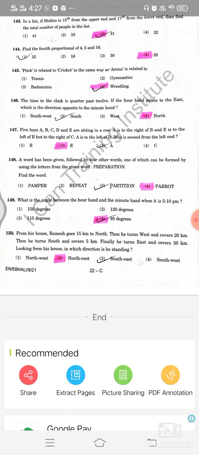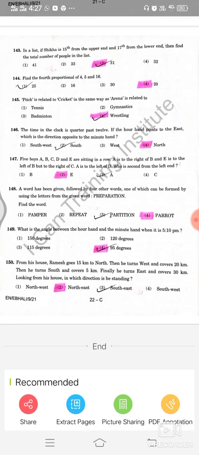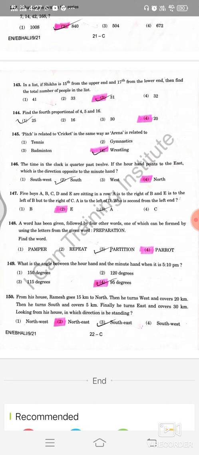Question number 115. From his house, Ramesh goes 15 km to the north. Then he turns west and covers 20 km. Then he turns south and covers 5 km. Finally, he turns east and covers 30 km. Looking from his house, in which direction is he standing? And the answer is option number 2.